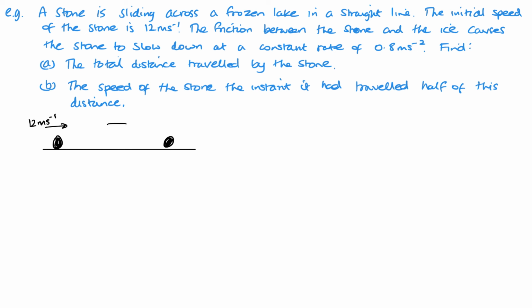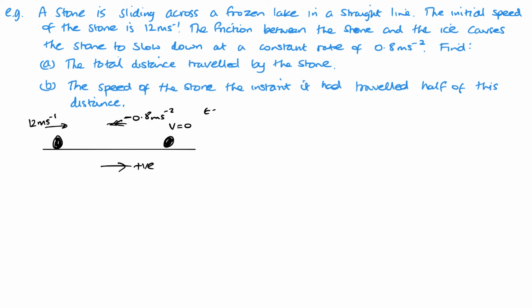The acceleration is going in the opposite direction. So what we always want to do is give one direction as the positive direction we're going to use. So I'm going to use left to right as positive, therefore my acceleration will be a negative 0.8 meters per second squared. And if I'm thinking about the total distance the stone travelled, well, it's slowing down, so the total distance will be when the velocity equals 0.